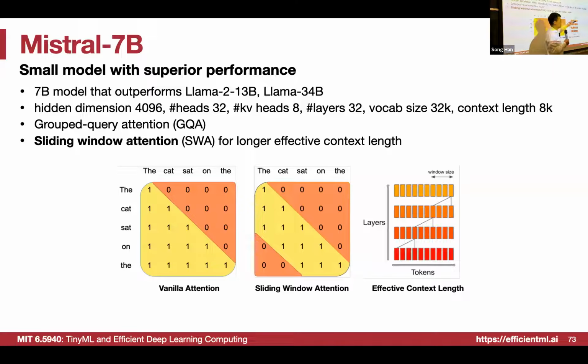In one layer, the effective window size is pretty limited, but if you stack multiple layers together, the receptive field finally lets you see all the tokens back. Like here, you can only see a window size amount of tokens before you, but across many different layers, you can finally see a much longer effective context length.